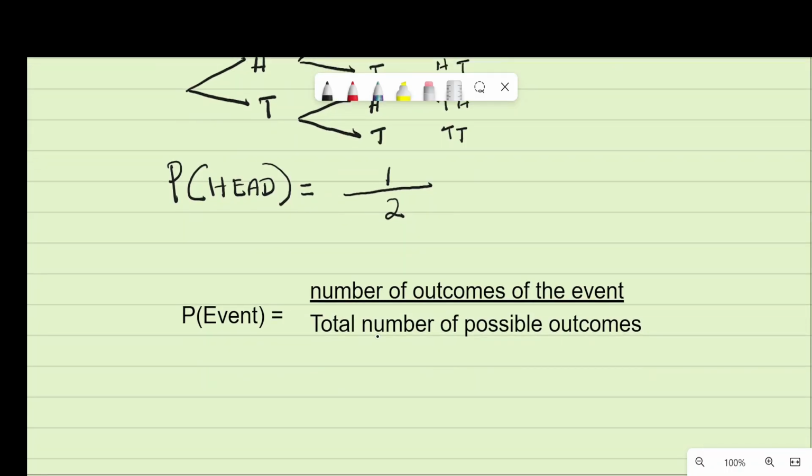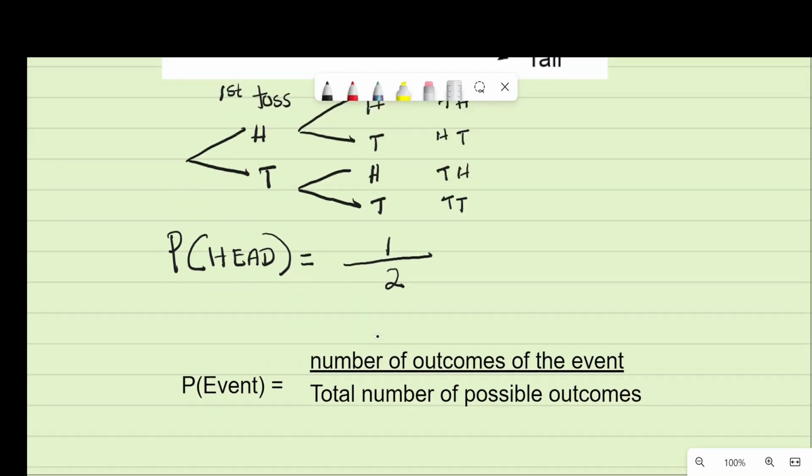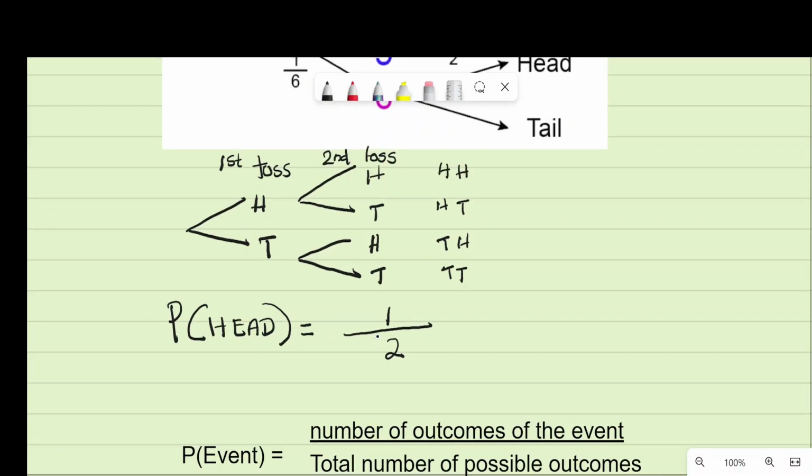In grade 11, we used tree diagrams to find the different possible outcomes. That is what I was showing you just now. We used the tree diagram here to find the number of outcomes when tossing a coin twice. We had 1, 2, 3, 4 outcomes.